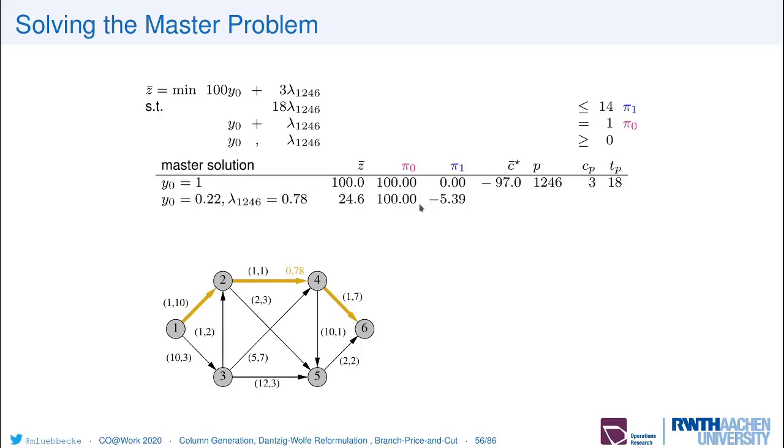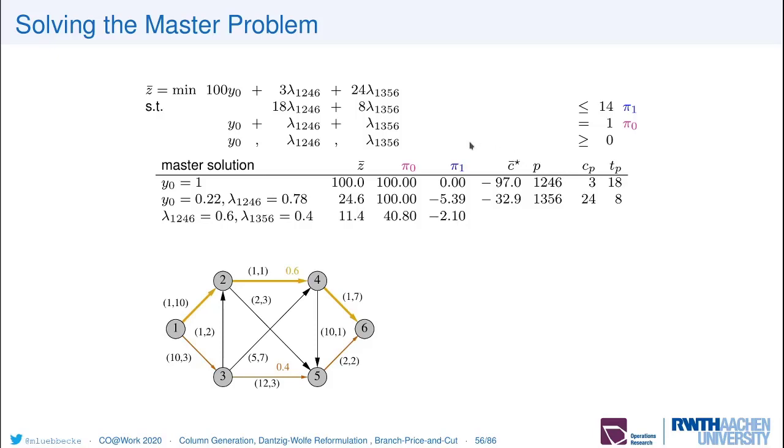And I also get a new dual solution. I formulate the pricing problem. Actually, only the objective function changes. Then I solve the pricing problem, get a new path here of negative reduced cost. It is very costly, but very quick. And I add this to my restricted master problem and re-optimize. And then I will see, now I'm using both paths fractionally and not the artificial variable anymore.